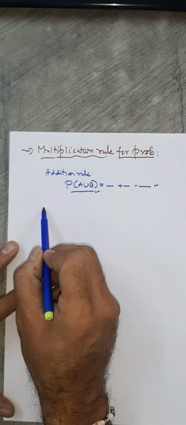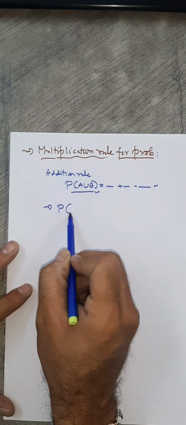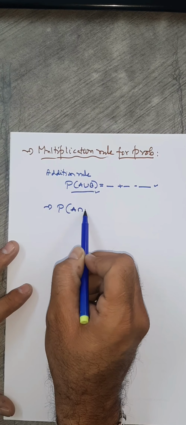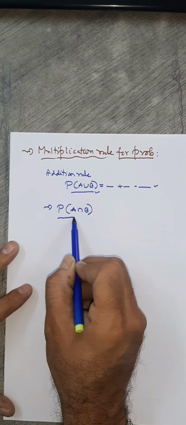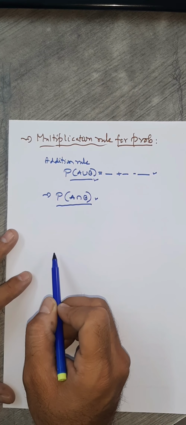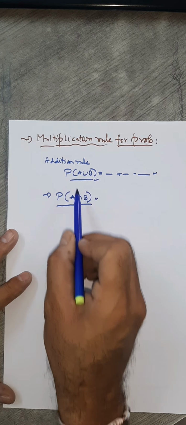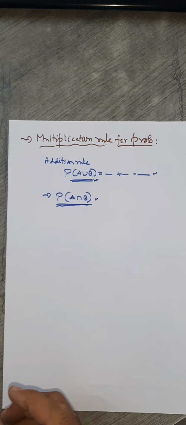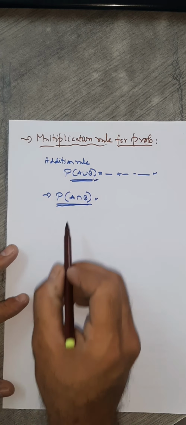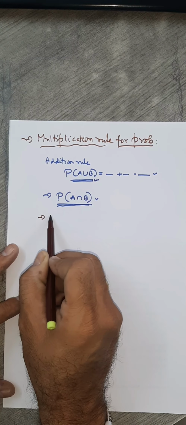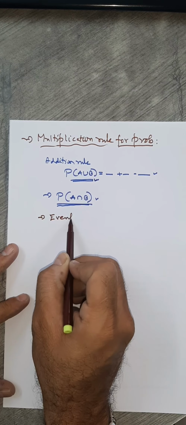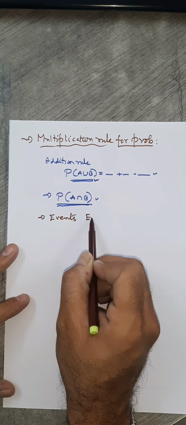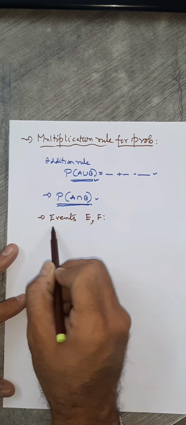Now the multiplication rule is for the probability of the intersection of events, that is P of A intersection B. Addition rule is for union, whereas multiplication rule is for the probability of intersection of the two events. So here we start with two events. Let's take events E and F. We are given these two events.